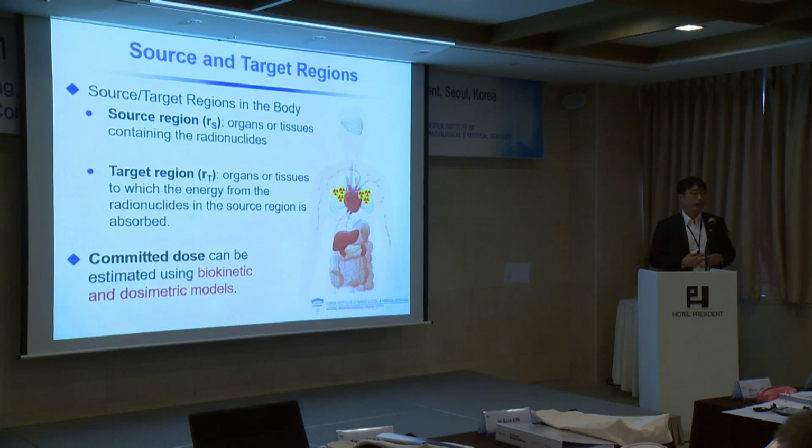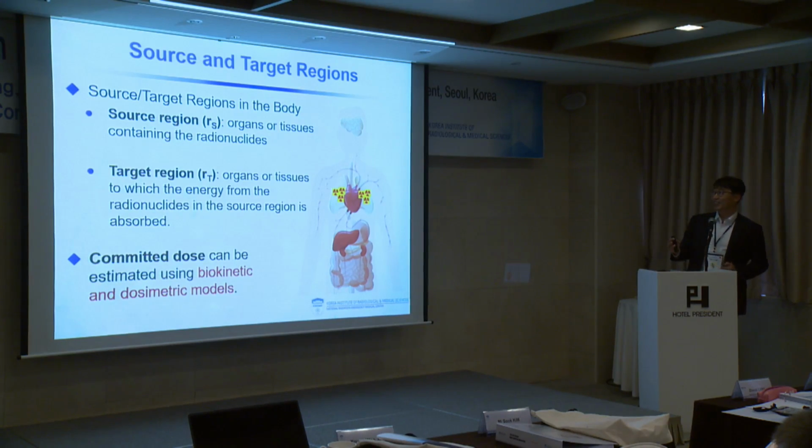And we need to distinguish the source organ and target organ, source region and target regions. In case of internal contamination, we have to distinguish these two regions. Source region is organs or tissues containing the radionuclides after the intake of radionuclides. And the target region is organs or tissues to which the energy from the radionuclides in the source region is absorbed.